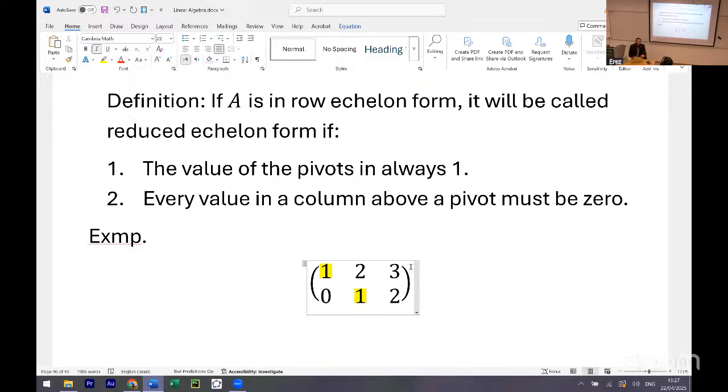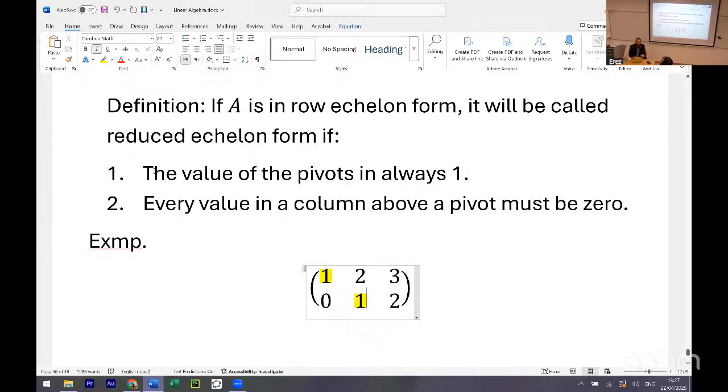So let's make sure. First condition, is the value of both pivots 1? Yes. For start, later you won't need it, but for start, I always mark the pivots and then I look at them and say, is the value of the pivots 1? Yes, there are 2 pivots. Pivot is the first element of the row different than 0. On the first row, it's this element. On the second row, it's this element. They both equal 1. But is every value above a pivot 0?